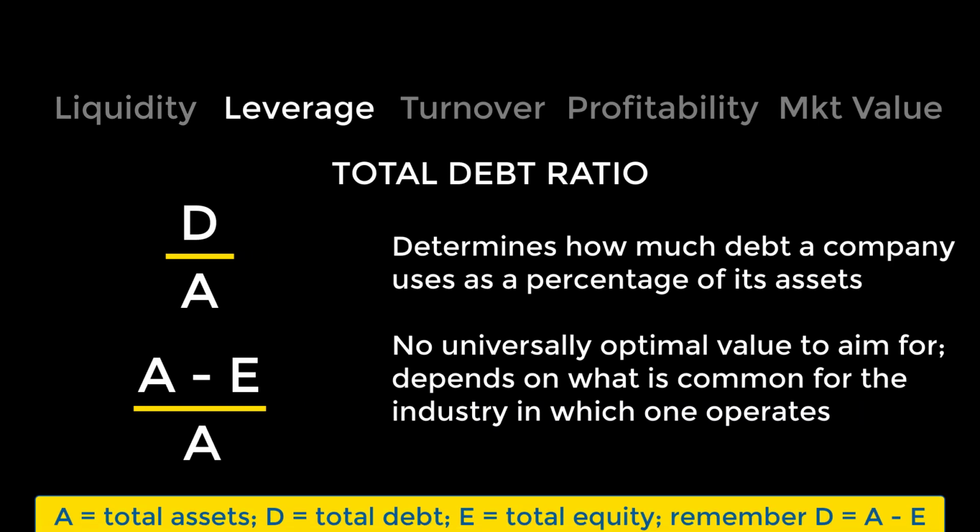Total debt ratio, given by assets minus equity over assets, measures how much debt a company uses as a percentage of its assets. There's no consensus on the optimal level of debt. How leveraged a firm is could be characteristic of its industry rather than its debt policy, but by comparing our firm's total debt ratio to other competitors, we might be able to see if we're in a healthy range.